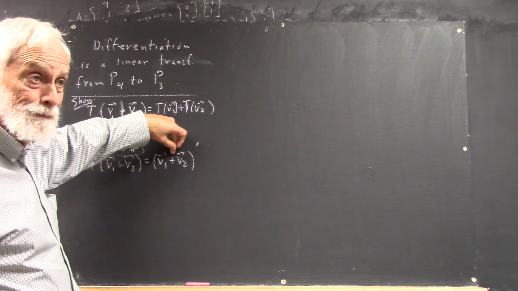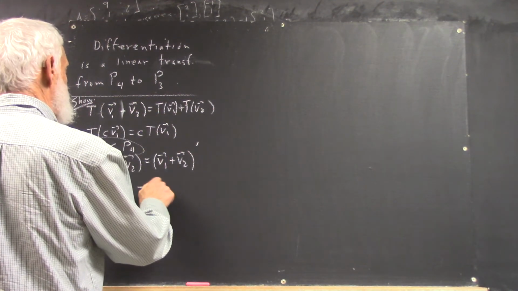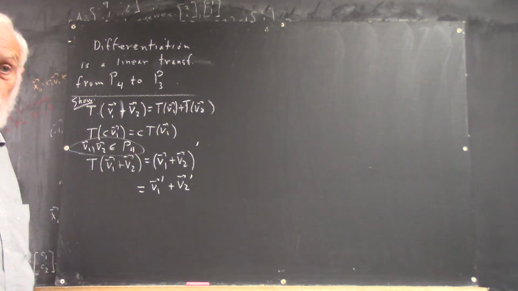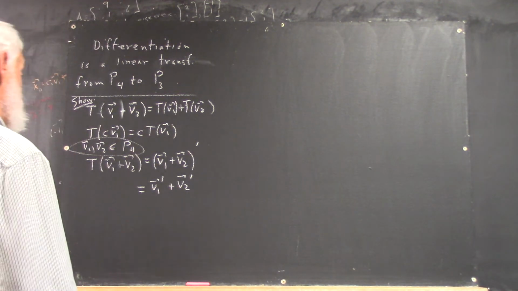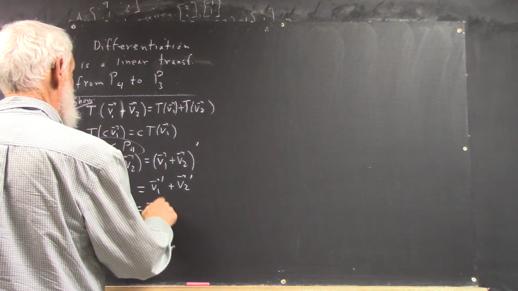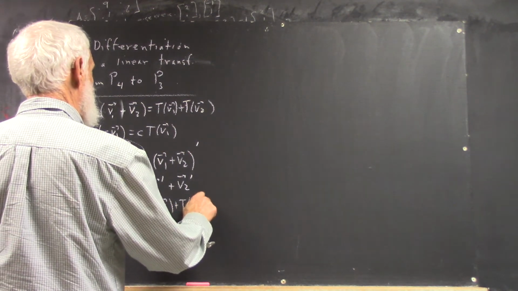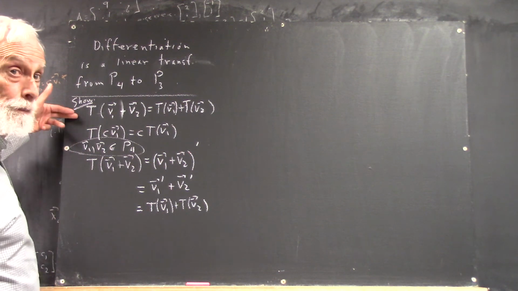Okay? So that's V1 prime plus V2 prime, right? And in terms of transformation, that is just T of V1 plus T of V2. That's it. So the first property is shown.